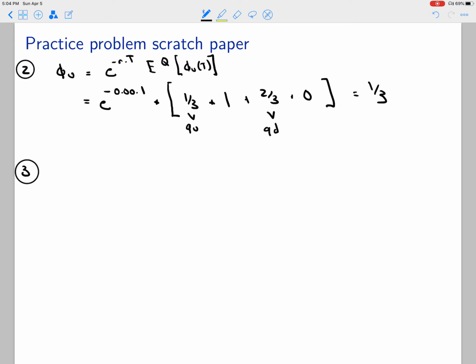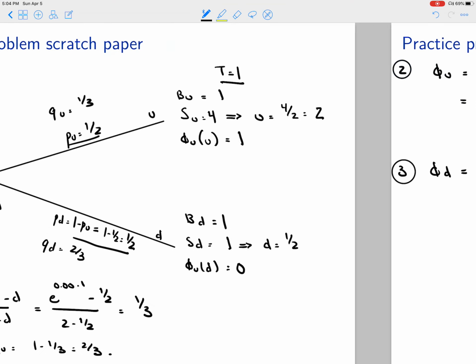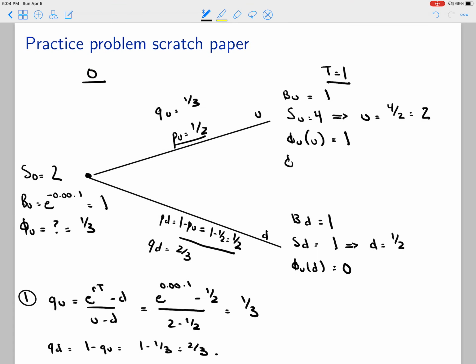Next, we're going to want to calculate the price of phi D. Phi D is going to be the D arrow security. It's going to have a payoff of phi sub D of U equal to 0 in the upstate, and phi sub D of D equal to 1 in the downstate. They're called arrow securities because the U arrow security pays 1 in the upstate, 0 in the downstate. The D arrow security pays 1 in the downstate, 0 in the upstate. So they're just arrow payoffs.